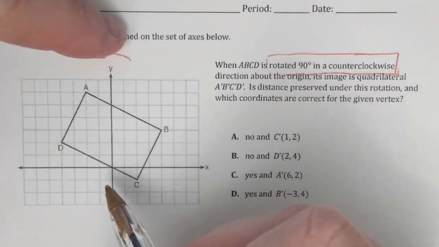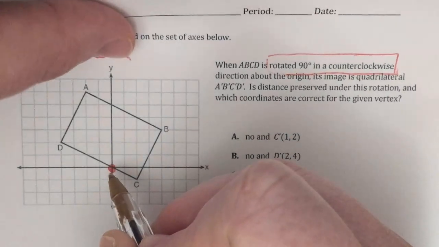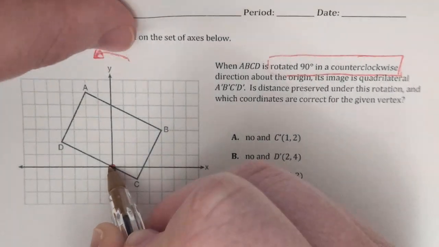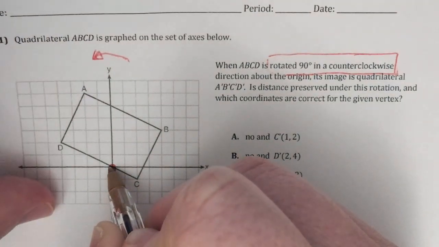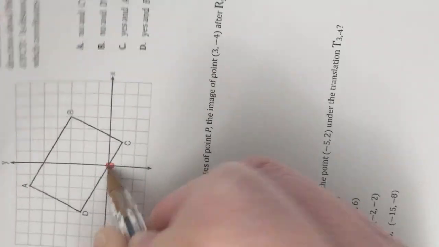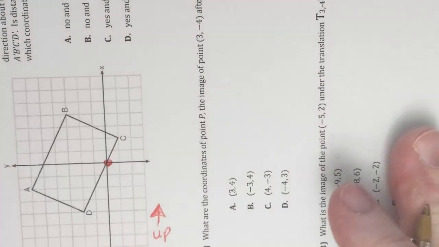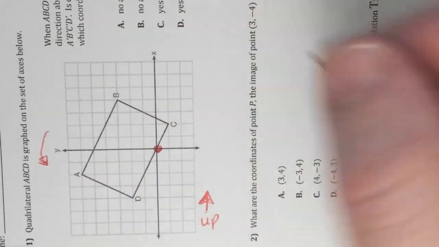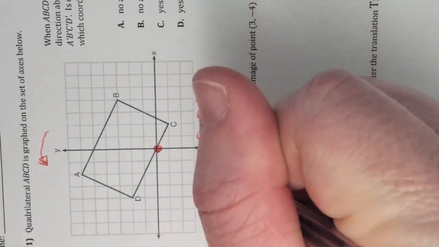Okay, so we're going 90 degrees this way. So put your pen in the center. And now we're going to turn this way. So this A is going to land over here. So we're going to turn this 90 degrees, boop, and this is up now. So if this is up, where are the coordinates? Where is A, B, C, and D?